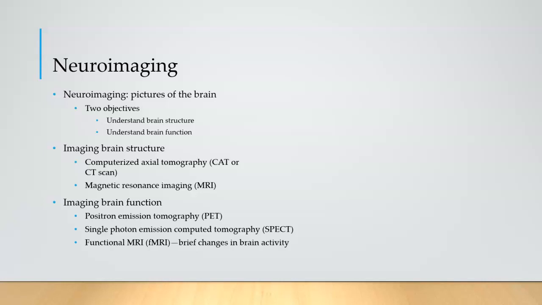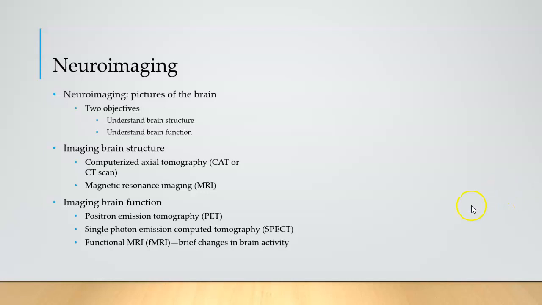But then other technologies allow us to see which parts of the brain are active when people are performing different types of tasks and that sort of thing. And so you can read a little bit more about some of those techniques that are used to look at structure, things like CAT scans or CT scans and MRIs, as well as those that allow us to look at brain function. So things like PET scans, SPECT, the single photon emission computed tomography, and fMRIs or functional MRIs.